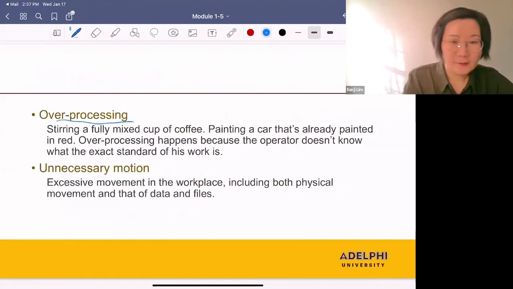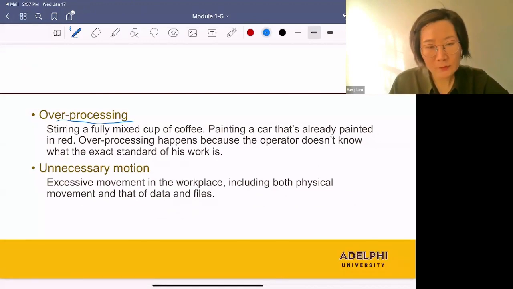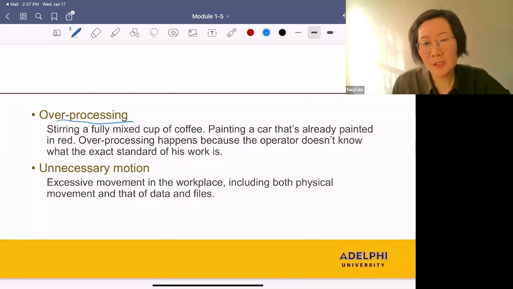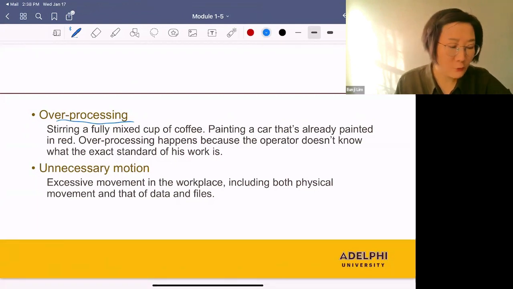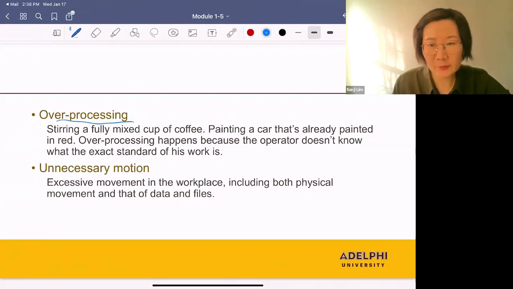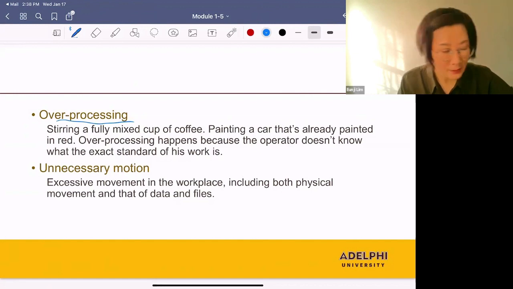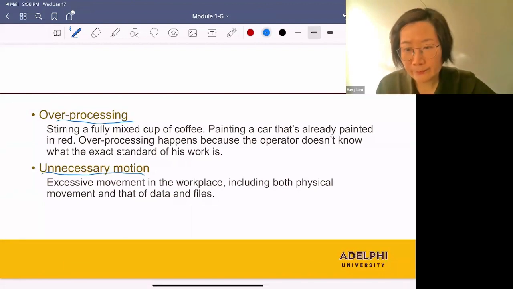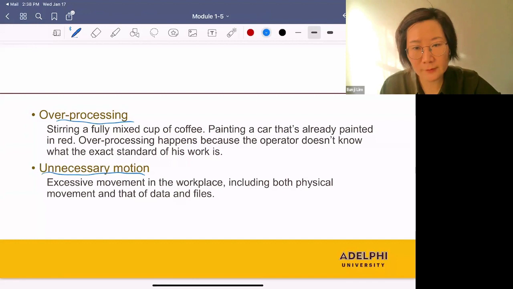Next, overprocessing is a waste. For example, stirring a fully mixed cup of coffee is overprocessing, or painting a car that's already painted red is overprocessing. And overprocessing happens because the operator doesn't know what the exact standard of his work is. Next, unnecessary motion is a waste. This means excessive movement in the workplace, including both physical movement and that of data and files.